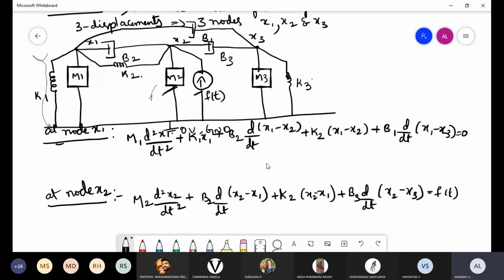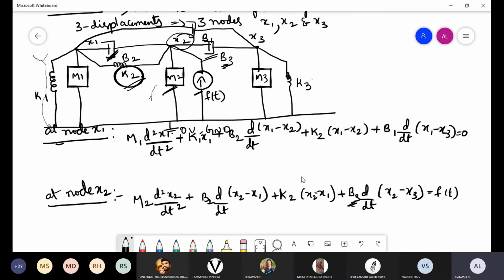Now here we need to consider the b2. So b2 means b2 into d by dt of x2 minus x1, with respect to x2 and x1. And next, k2 into x2 minus x1, this component also we need to consider. Later we can consider the other component, between x2 and x3 there is a b1, sorry, there is a b3. So that is why we can consider b3 into x2 minus x3 equal to f of t. So this is the equation.